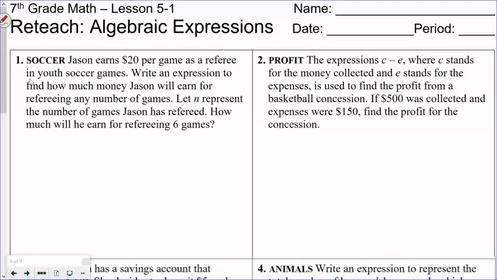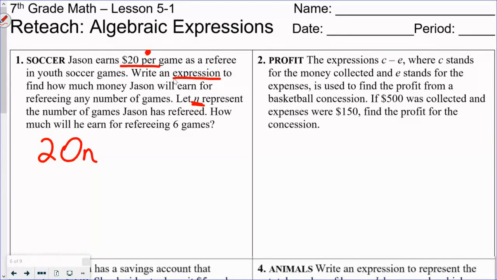Now, how much will he earn for refereeing 6 games? We can't just go straight and solve it. It asked for us to find an expression. We have to come up with one. Okay, the keyword is per. That per means to multiply. And then they told us to use n. If they don't tell you what to use for the variable, you can find a variable that you feel will represent what we're trying to find. So that means our expression is 20n.